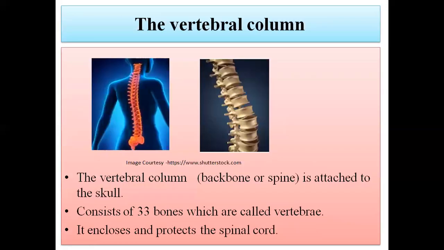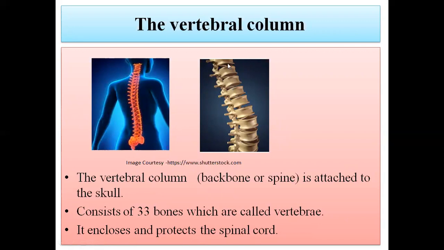The next part is the vertebral column. The vertebral column is also called the backbone, or the spine. The vertebral column is attached to the skull. So it starts from the skull. It consists of 33 bones which are called vertebrae. It encloses and protects the spinal cord.